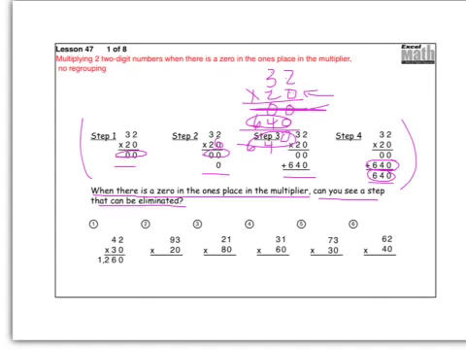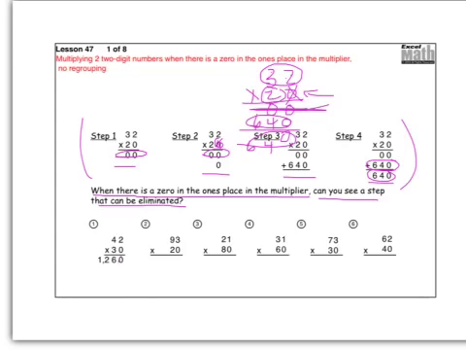So really what I'm doing is I'm multiplying 32 times 2 tens. I'm just multiplying it by the tens. I have no ones, so what's the point in multiplying it by the ones? So we're going to do some of these problems together. We're going to skip this first step of multiplying by the ones place.